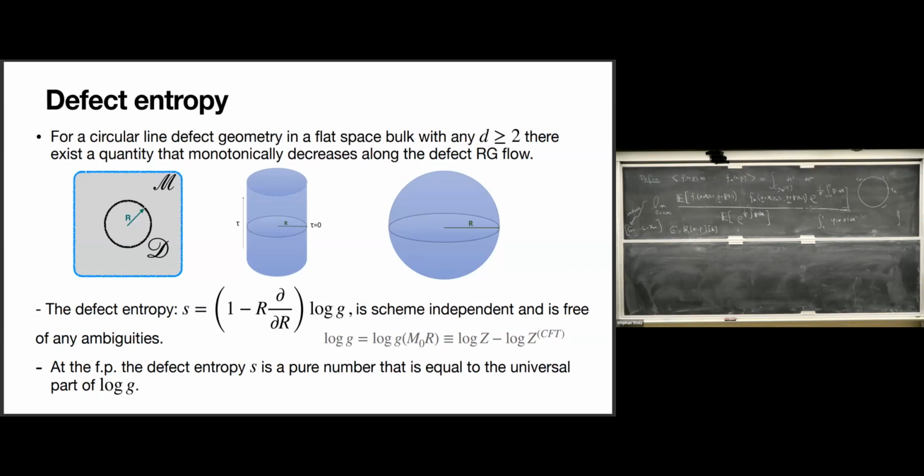And in particular, at the fixed points, there is no dependence on the radius, and therefore it reduces to log G from the paper by Affleck and Ludwig.